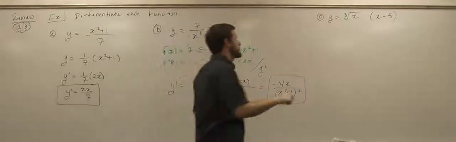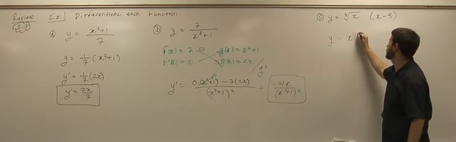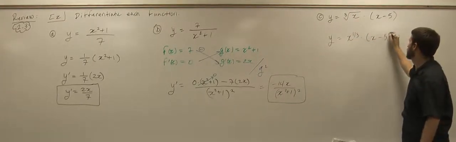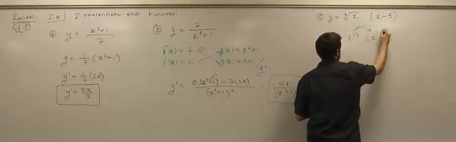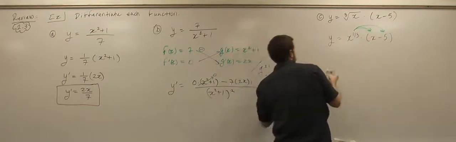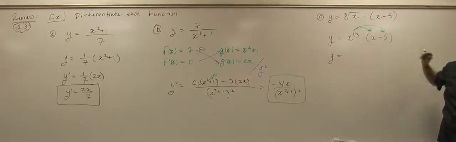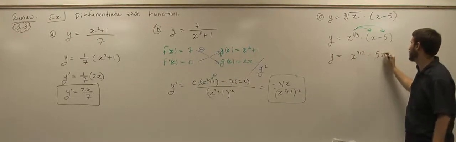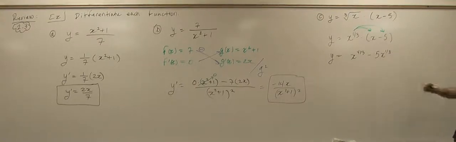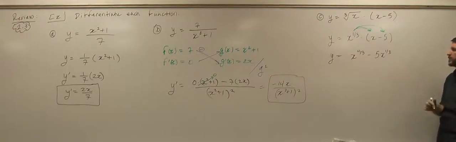I would rewrite this cube root of x as x to the 1/3, and then distribute, because it's really not that much work to distribute. Now, what do we get when we distribute? This is 1/3 power, this is the first power. 1/3 plus 1 is 4/3. So x to the 4/3, minus 5 x to the 1/3. And then we can do the derivative with just the power rule.